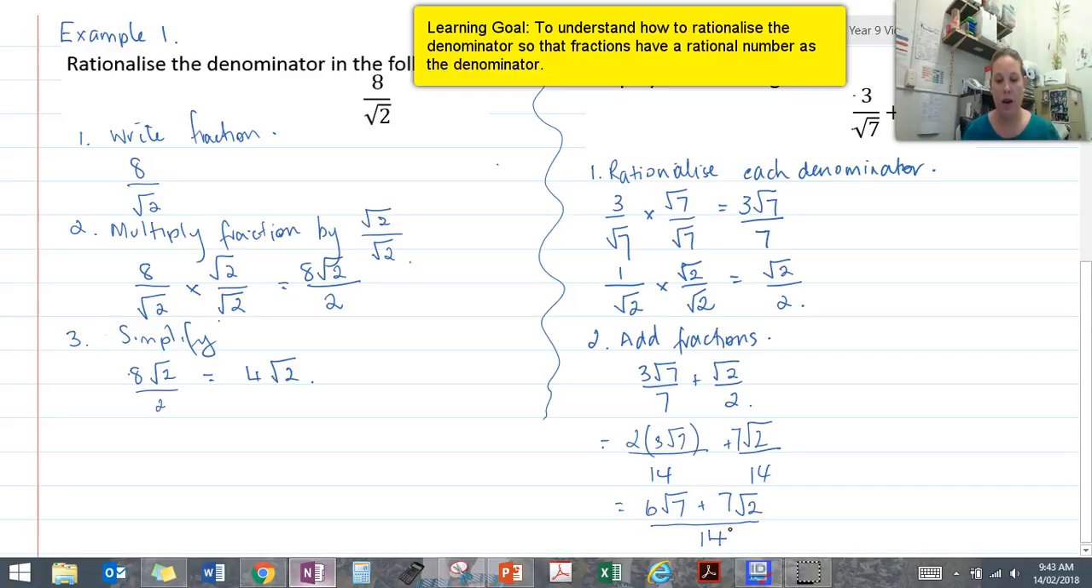Okay, now we can't simplify that any further because we have 2 different surds. Okay guys, that's how we simplify our fractions when we have addition and we have surds as our denominator.